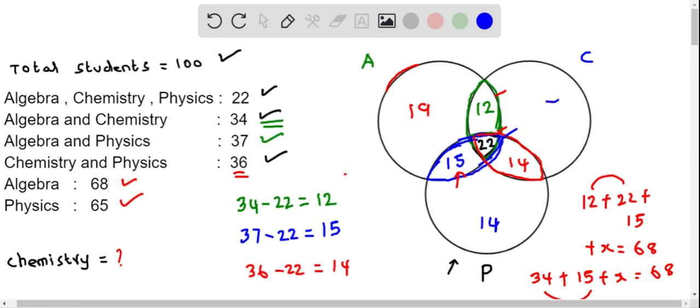Now, using this information, we can determine the number of students who have taken only chemistry. Let's say this is represented by z. I'm just going to put z. So when we add up all the numbers including the z, we should get 100. So that's the equation that we are going to set up so that we can determine z.